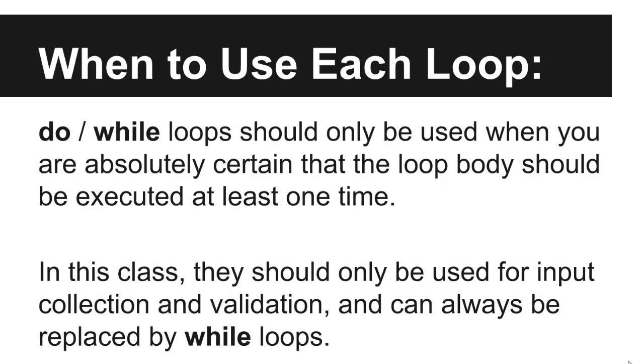Do while loops are things that you will only use when you are absolutely certain that the loop body should be executed one or more times, as opposed to if you're not entirely certain that the loop body will need to be executed at least once. And in this course, you should only really use the do while loop for input collection and validation. And even then, you can always use the while loop without any real problem. The do while loop is just sometimes a little bit more compact.